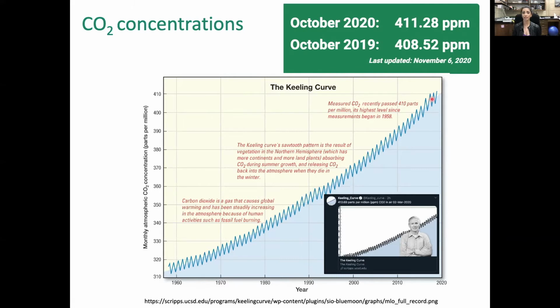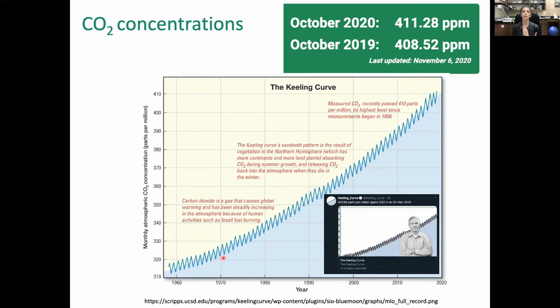We can do direct comparisons of year-to-year variation, and this is a screenshot that I took of the CO2 concentration this year compared to last year. So now, October 2020, we're at 411 ppm. This time last year, we were at 408. So from day to day, we might have some variability, but overall, by and large, we see that it's increasing, and it's increasing at a rapid pace.